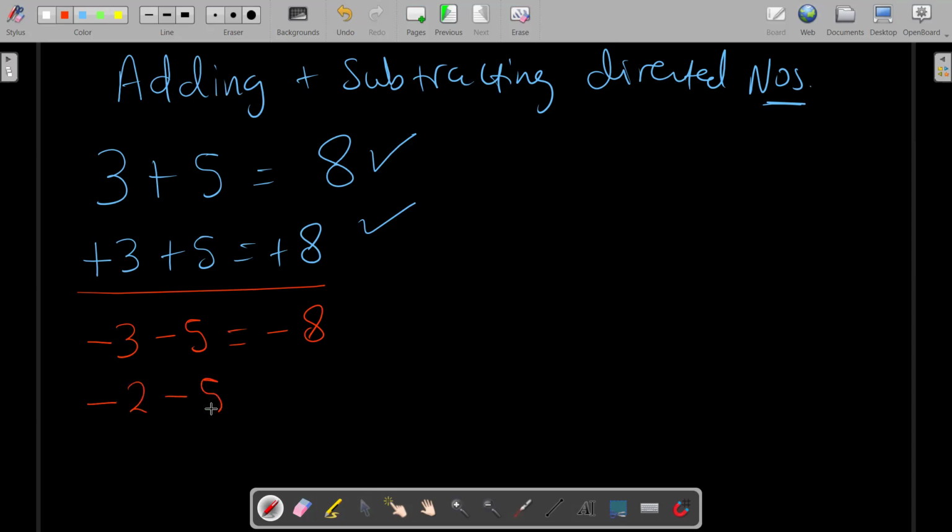-2 minus 5 is equal to minus 7. So the law here, students, when we have same signs, this is law number 1. When we have same signs, we sum them together and keep the sign.